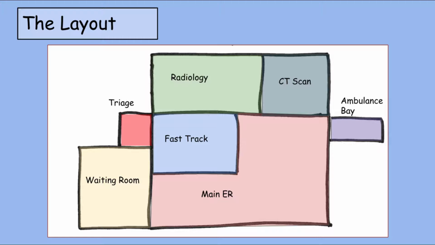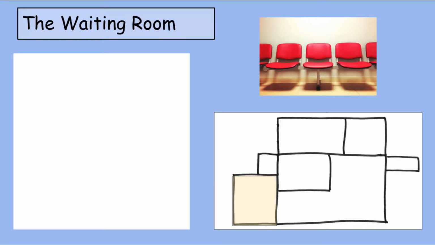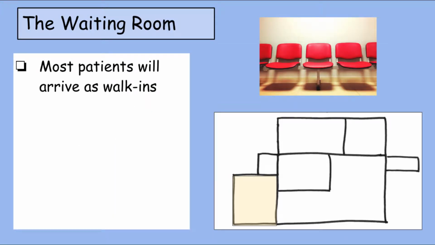So here we have the overall view of the ER, and so let's dive into each individual section to see how they function. So first we'll start in the waiting room. Obviously this is where most people walk in. People arrive in the emergency room either by the ambulance bay or they just simply walk in on their own.